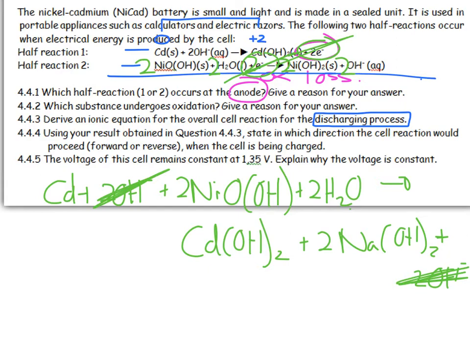Now, using your result obtained, state in which direction the cell reaction would proceed, forward or reverse, when the cell is being charged. Now, charging the reaction is exactly opposite. I put electrical energy in to reverse this chemical reaction. So what is going to happen is I will have the reverse reaction going when it's being charged, and the voltage of the cell remains at a constant 1,35 volts.